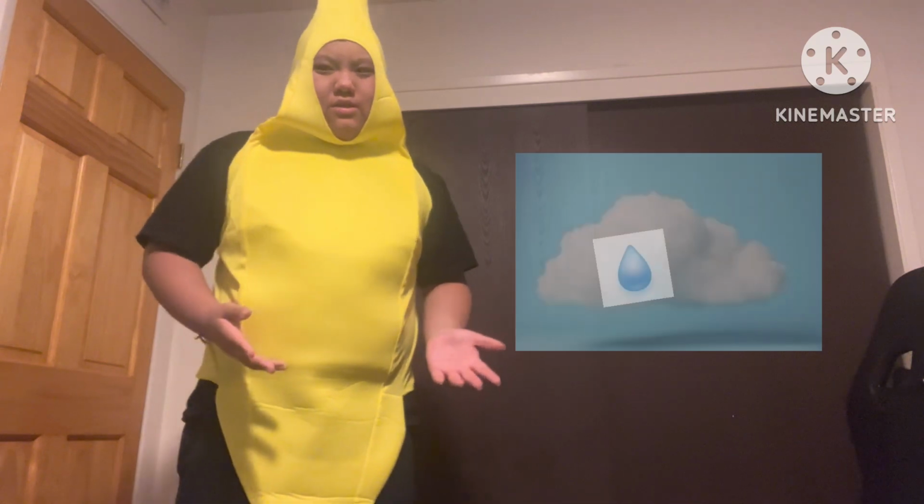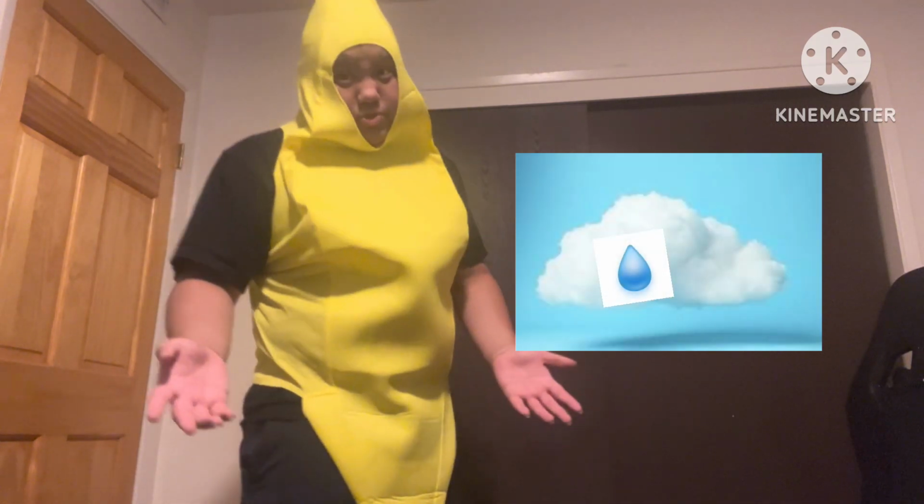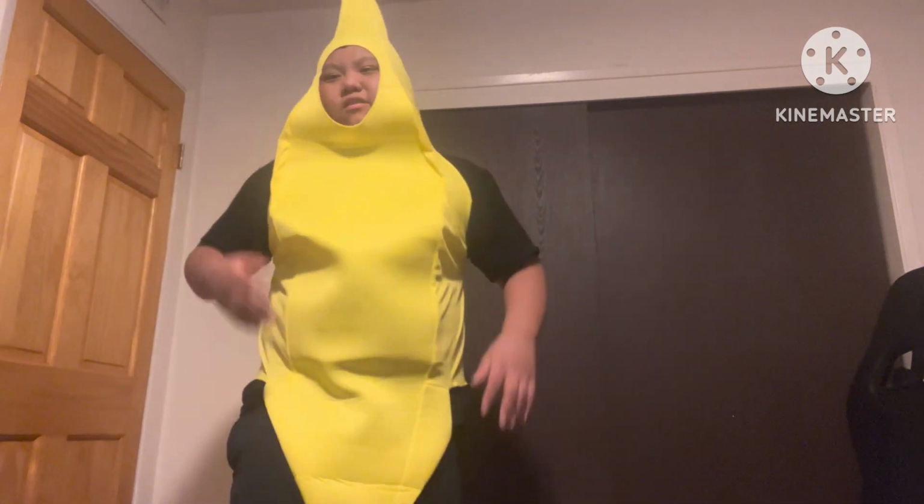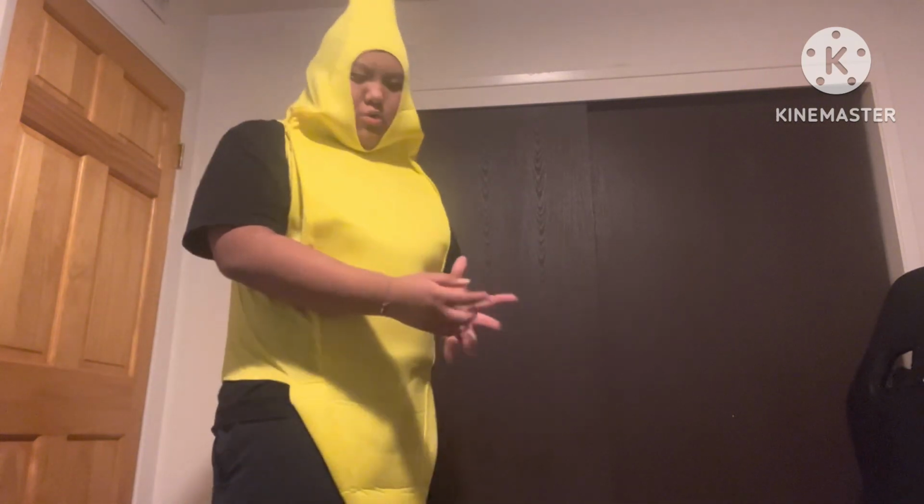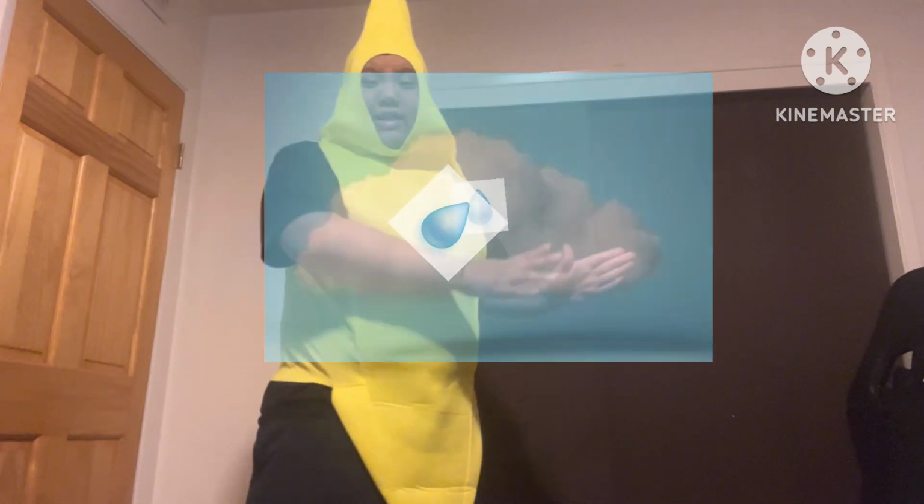Now, precipitation is what holds the water with clouds. Everybody knows what clouds are, right? Yeah. Now you see, precipitation is when water merges with one another in the clouds.